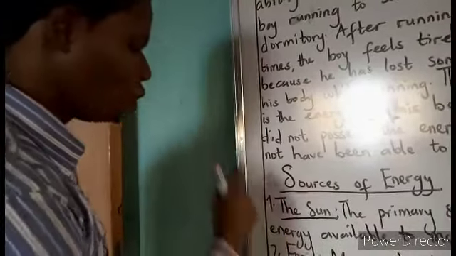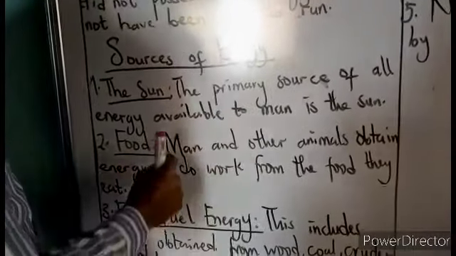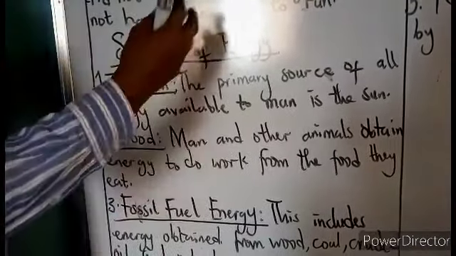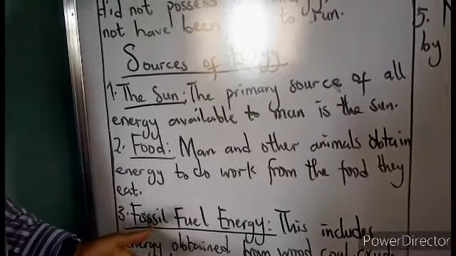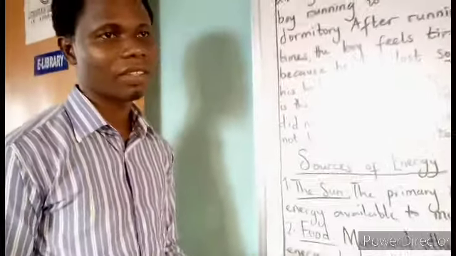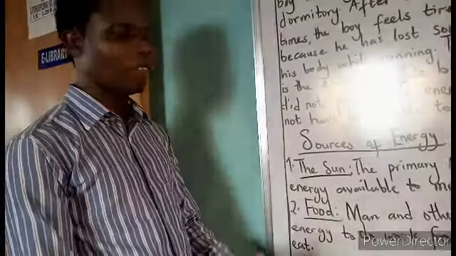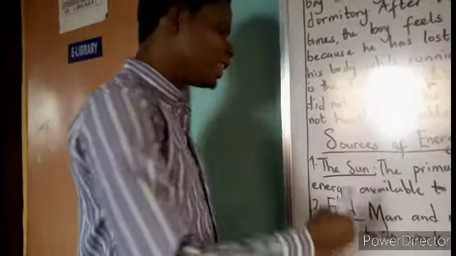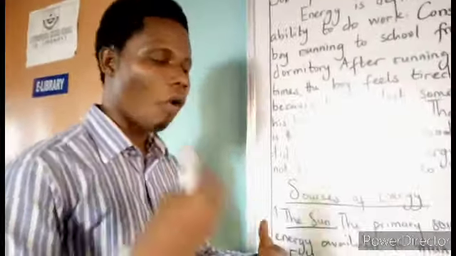Take note. Two, food. Man and other animals obtain energy to do work from the food they eat. So animals need food to grow and to perform some activities. Even plants need energy. The energy plants need includes photosynthesis and chlorophyll. Chlorophyll is needed, and then chlorophyll turning into what? Photosynthesis is the process plants need to grow with the help of sunlight. So humans need food to grow, and that food gives them energy to perform some work or activities.